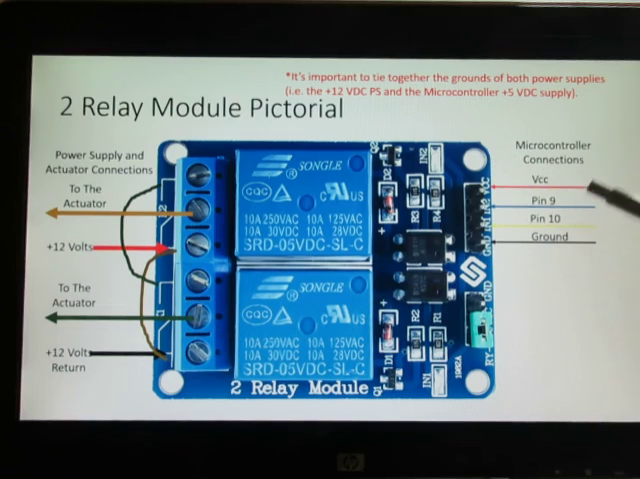And on this right side we have the microcontroller connections. We have VCC, which is 5 volts, and we have ground from the microcontroller, and we have pins 9 and 10. Pin 9 is connected to N2 and pin 10 is connected to N1. And it's important to tie together the grounds of both power supplies, the external 12 volts and the microcontroller 5 volts. So the grounds are connected together. Why? To give a common ground.